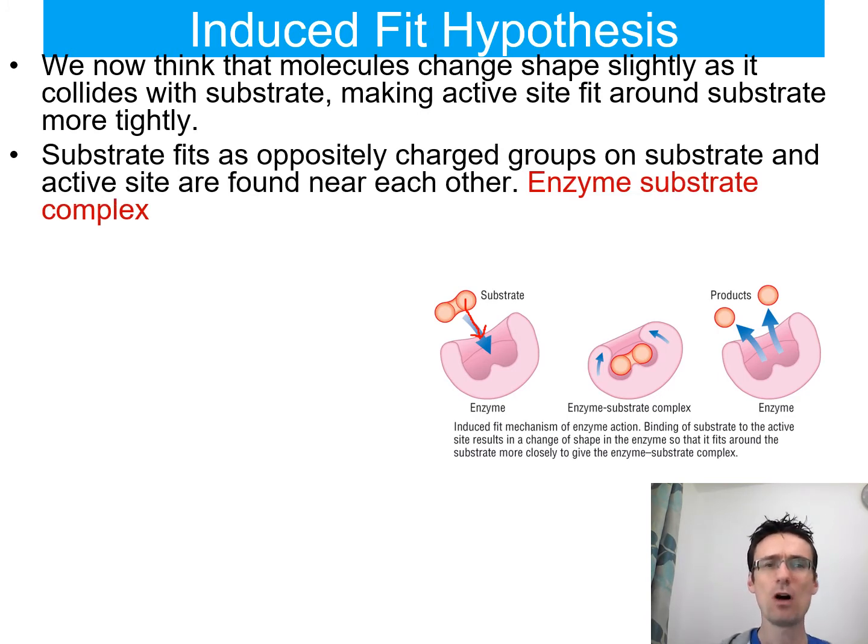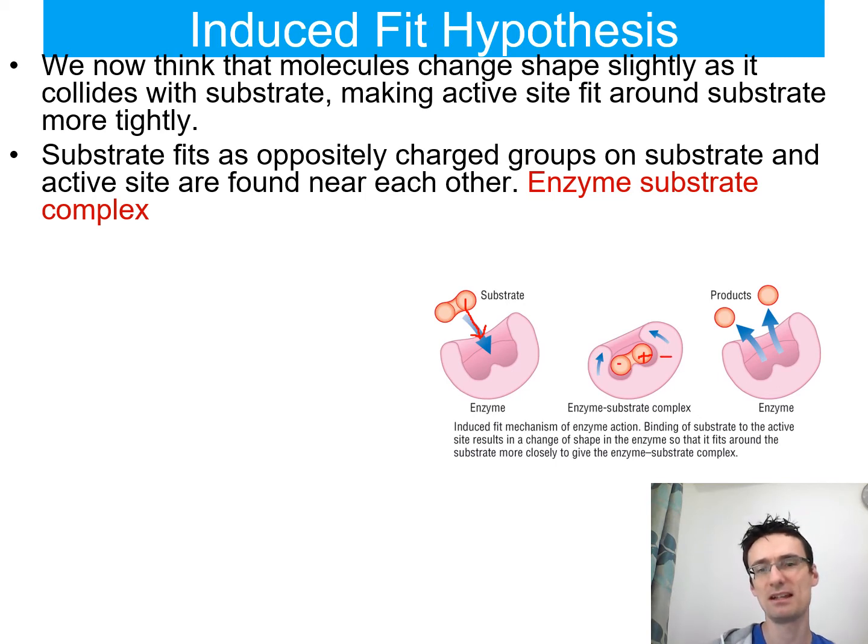And what happens is we have oppositely charged parts on the substrate and the active site. So where there is, let's say, a positive charge on the substrate, so let's imagine there's a plus charge here, I'm just drawing very basically, they would have an opposite charge, so maybe here, to hold it in place.